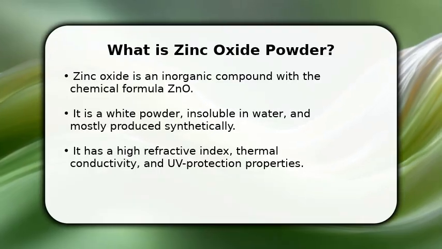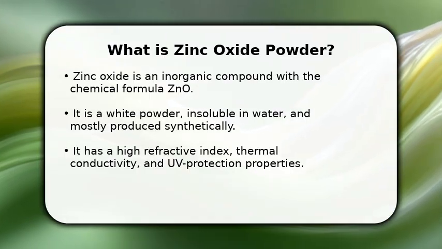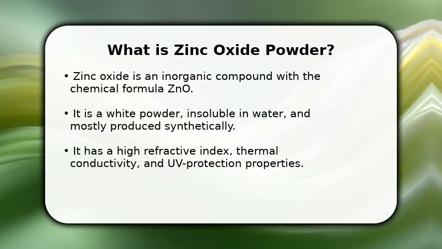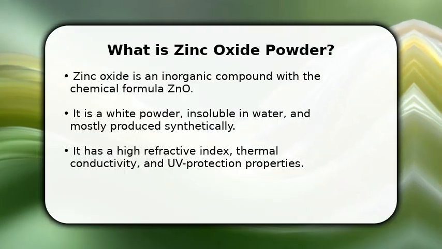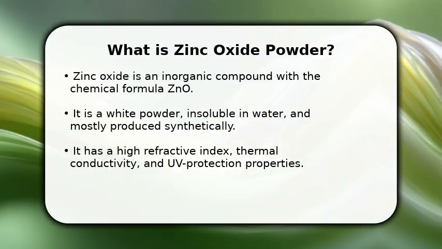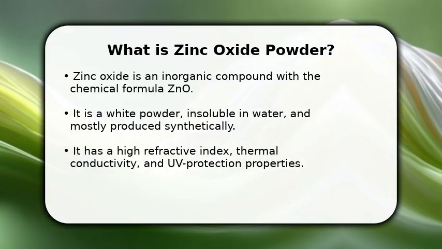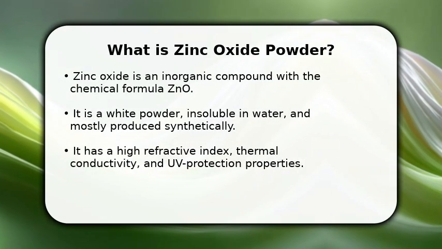In this video, I will explain how to make zinc oxide powder. Zinc oxide, or ZnO, is a fascinating inorganic compound. It typically appears as a fine white powder and is not soluble in water. While it exists naturally as the mineral zincite, most of the zinc oxide we encounter is actually produced artificially.